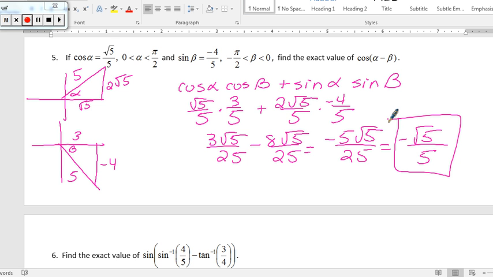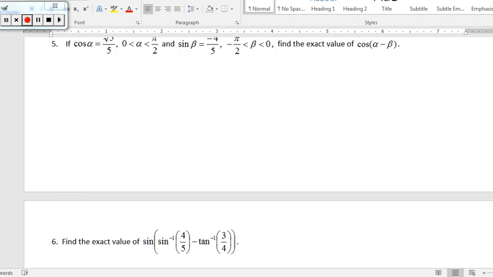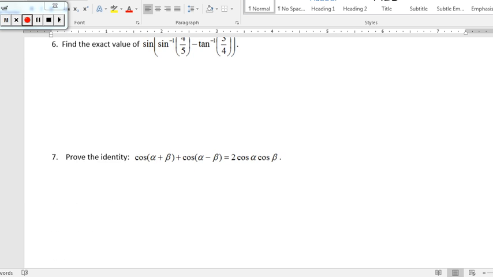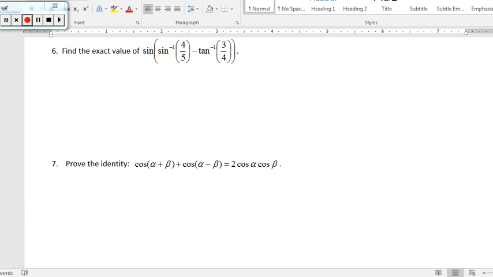So again, notice we have no decimals here. We're always looking for these exact values. Okay, scoot your paper over. Let's look at number 6. We're looking to find the exact value of these guys.